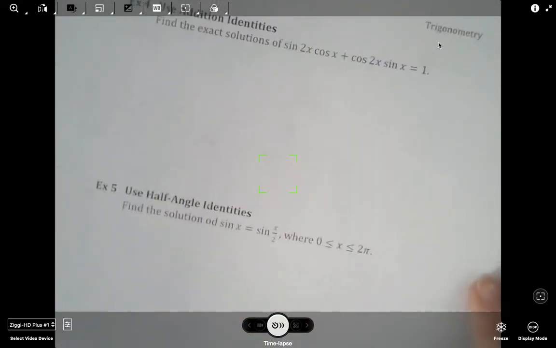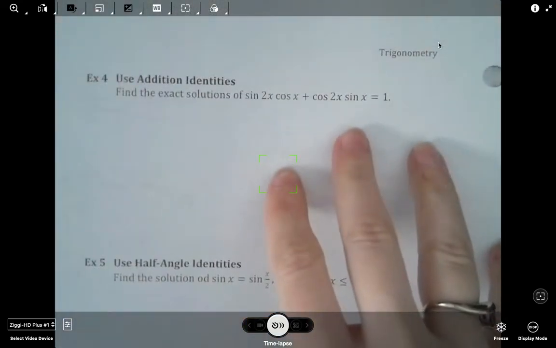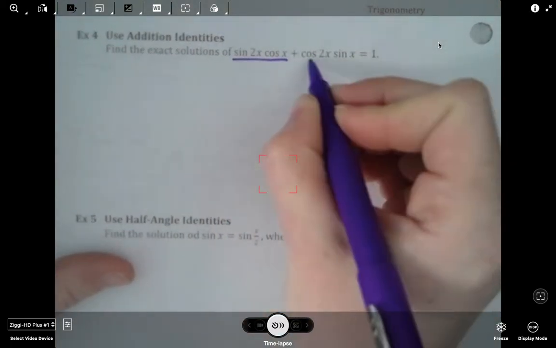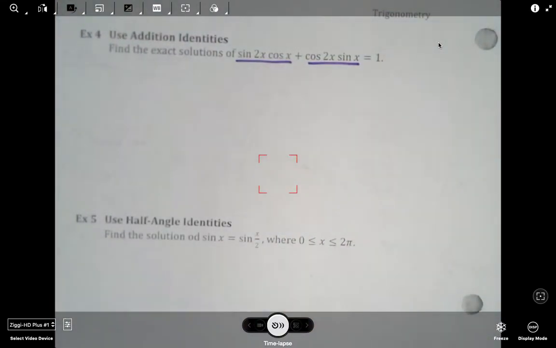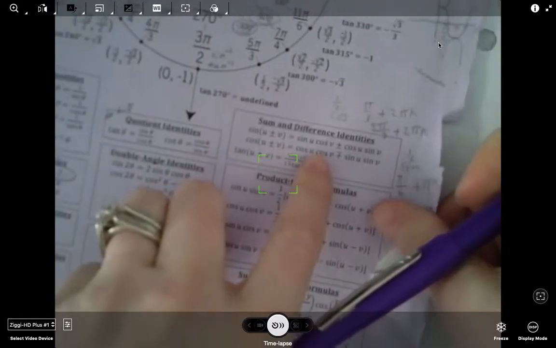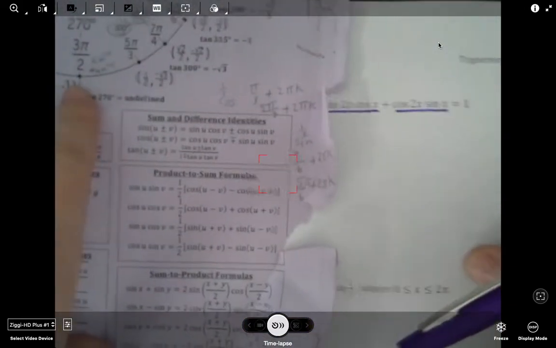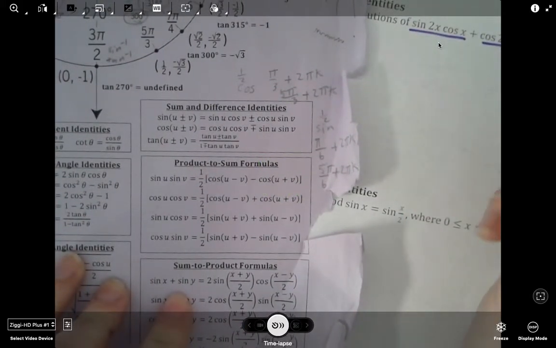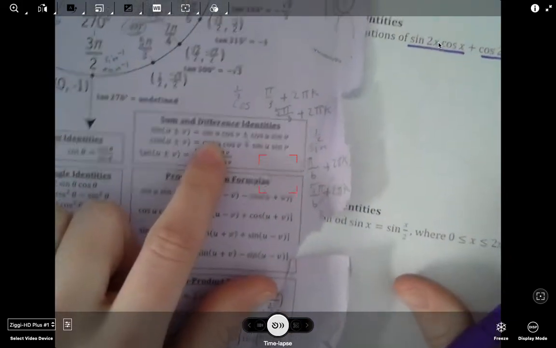All right, next one. Use addition identities. Okay, so I'm guessing that we're going to have some of this going together, right? Addition identities. Okay. So look at the sum and difference identities here. We're going to match that up with what we've got going on. So this one is sine cosine plus cosine sine, is the first one.